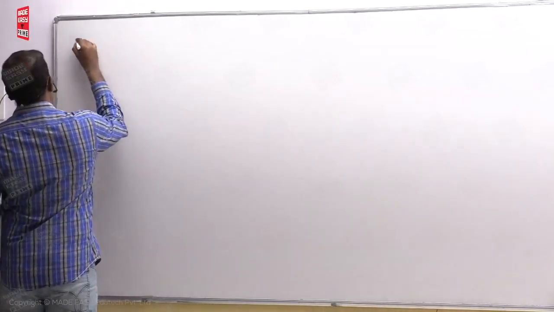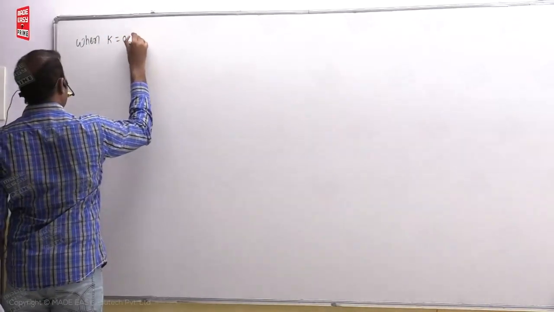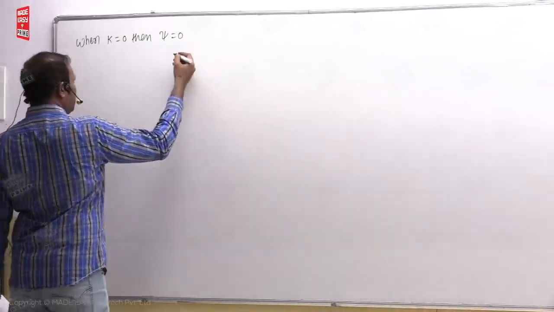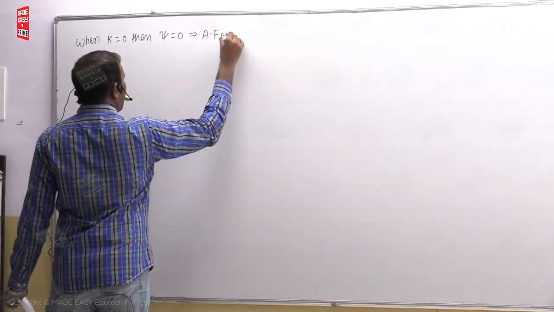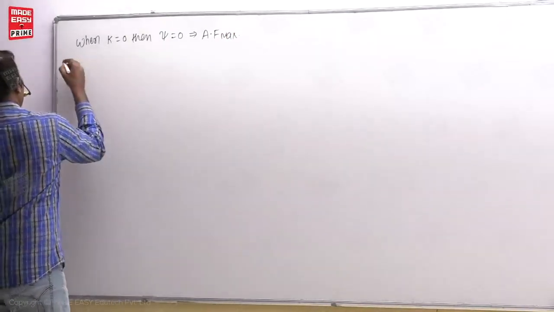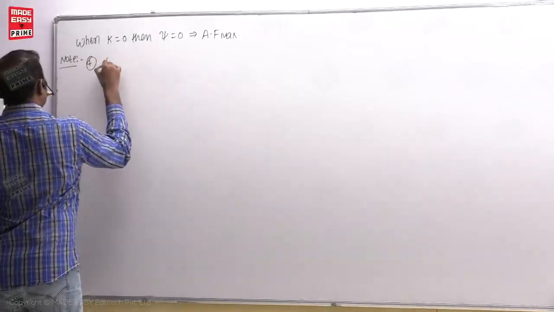Students, when k0 there, then psi is equal to 0. That implies array factor maximum occurs there. That is the third point you are writing in the note. In the note, actually, continuation, fourth point.